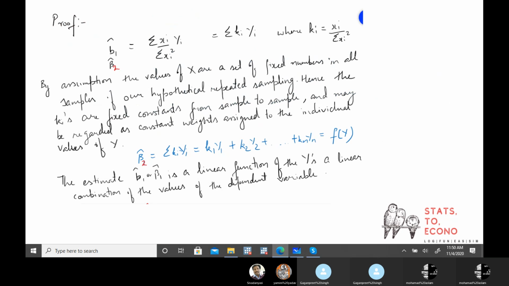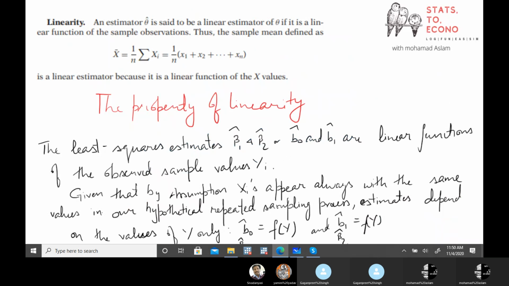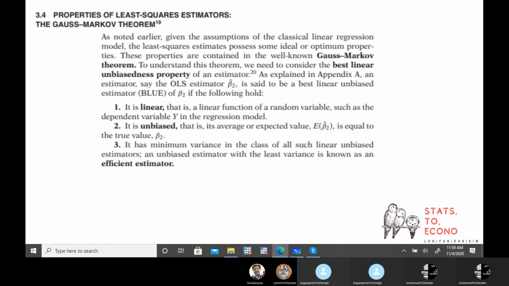So both the estimates are linear functions of y, and it proves that these are linear functions of random variables such as the dependent variable y in the regression model. So this is the first property of these estimates if the assumptions are fulfilled. Although we only took the assumption of fixed in repeated sampling, this assumption is crucial to prove whether these estimates are linear or not.